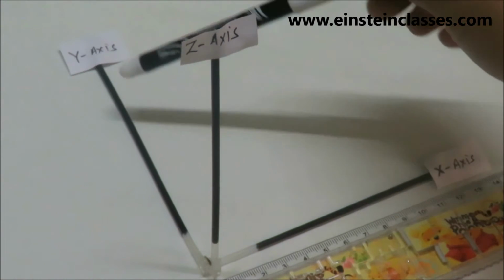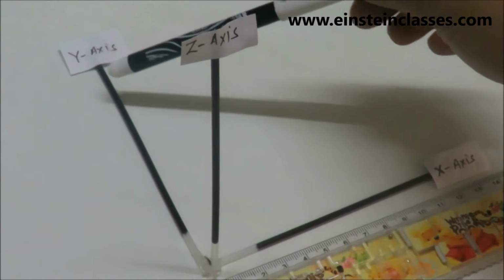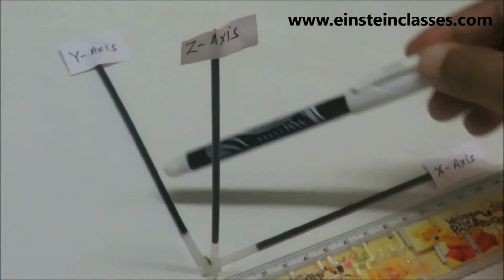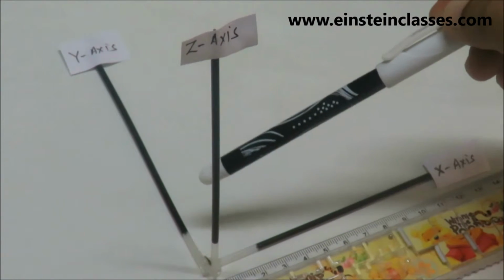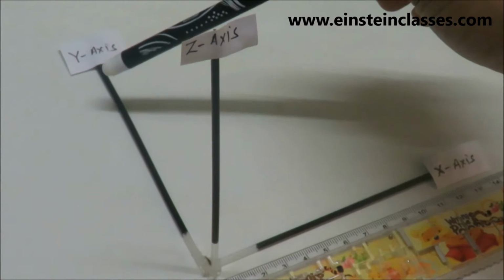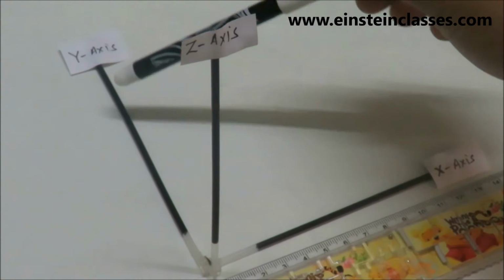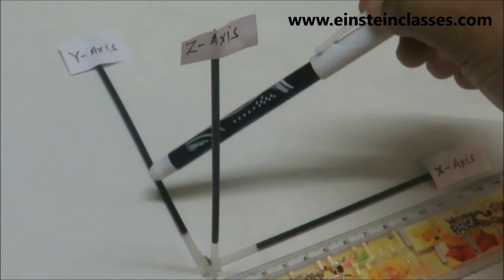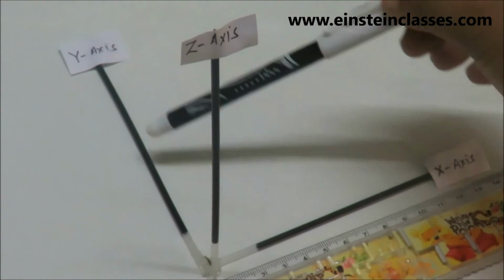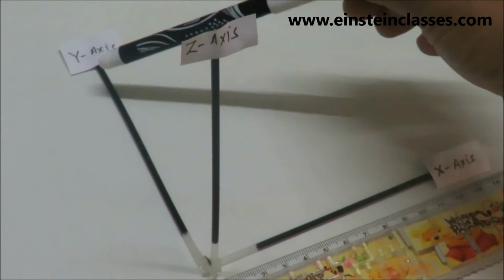Now take any point along the y-axis. The x coordinate of a point lying along the y-axis will be 0. The y coordinate will be y, and the z coordinate of any point along the y-axis will be 0. That means any point along the y-axis will be represented as (0, y, 0).